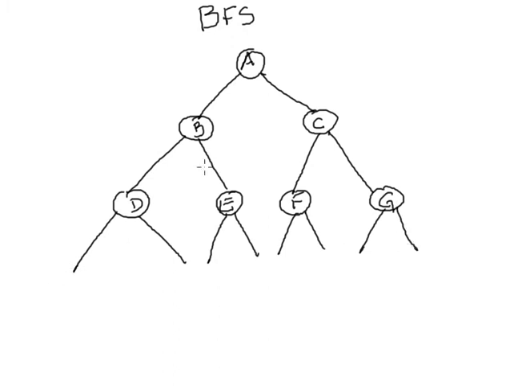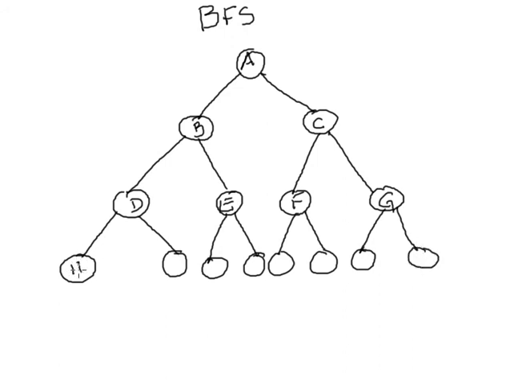Okay. So let me just tidy it up a bit. Now let's draw the child nodes for D, E, F, G. Okay, that would be H, I, J, K, L, M, N, O. Okay, so our structure is pretty much there.